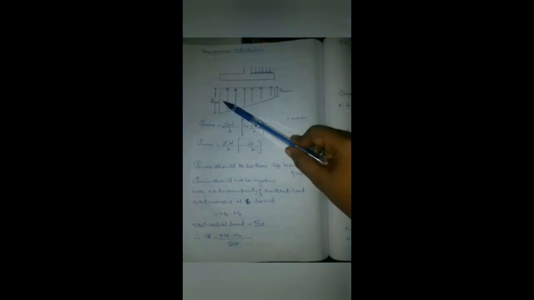The base pressure distribution. For the pressure distribution diagram, the smaller side is known as P minimum and the larger side is P max. The P max is equal to sigma W by B into 1 plus 6E by B, and the magnitude of P minimum is equal to sigma W by B into 1 minus 6E by B. The P max should be less than the safe bearing capacity of soil and P minimum should not be negative. Here, E is the eccentricity of the resultant load.